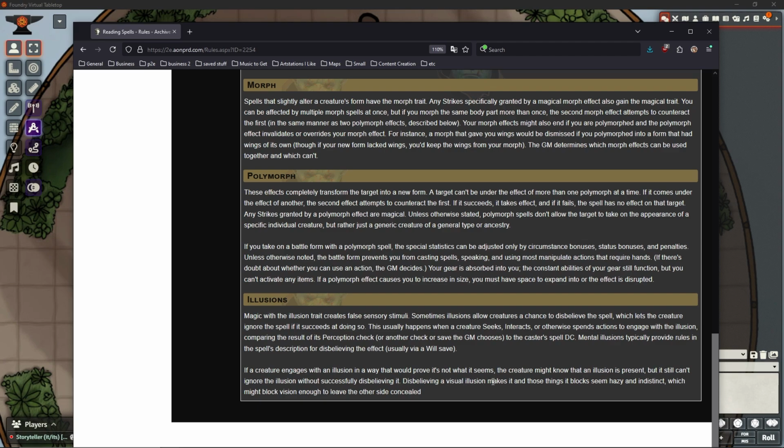Disbelieving a visual illusion makes it and those things it blocks seem hazy and indistinct, which might block vision enough to leave the other side concealed. So, this is a really great outline for how illusions work at their base. Individual spells might modify the effects of illusions, but if a spell does not change how illusions function, then they're taken as real, no matter what, even if the character knows that it is an illusion, until they disbelieve the illusion. They treat it as real in all ways.